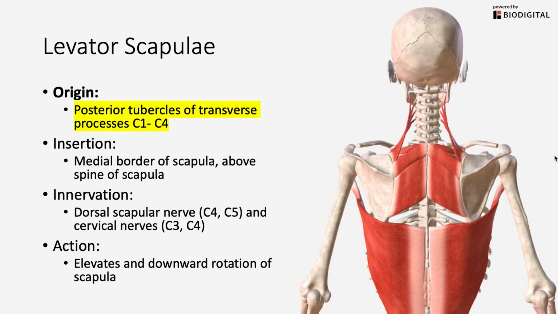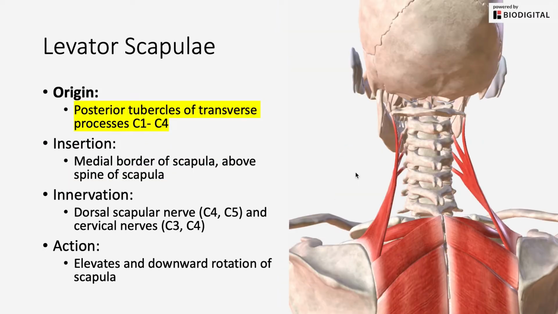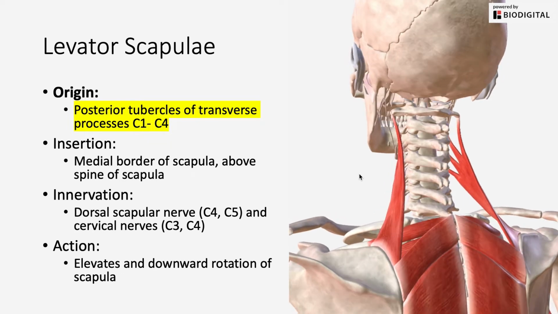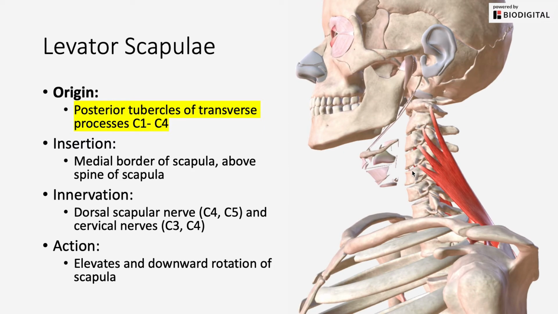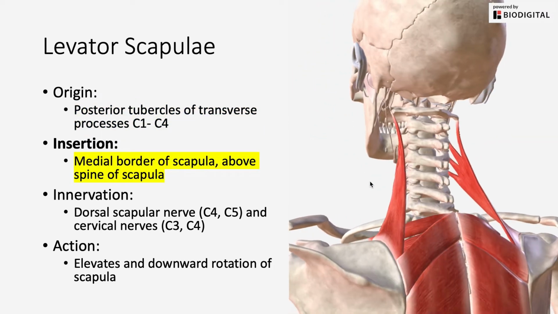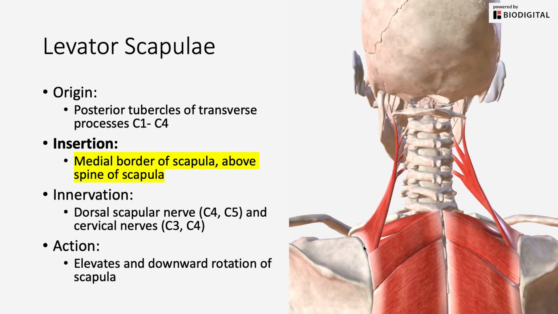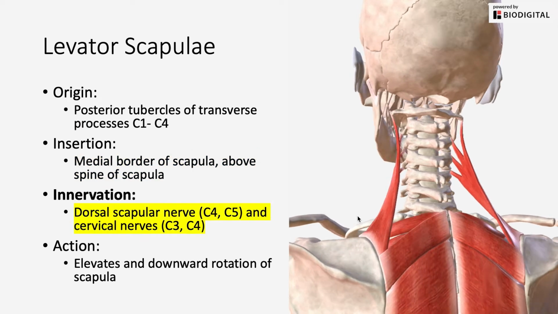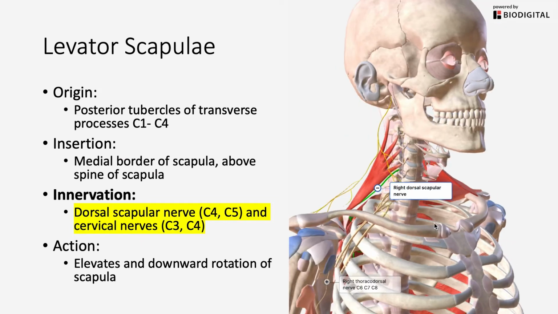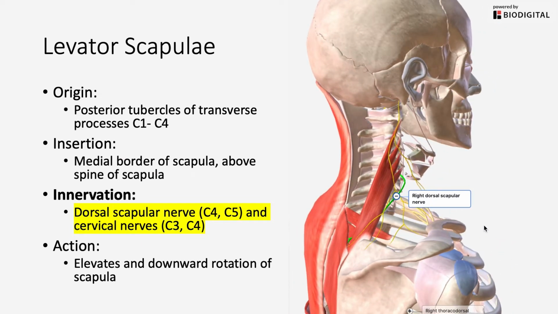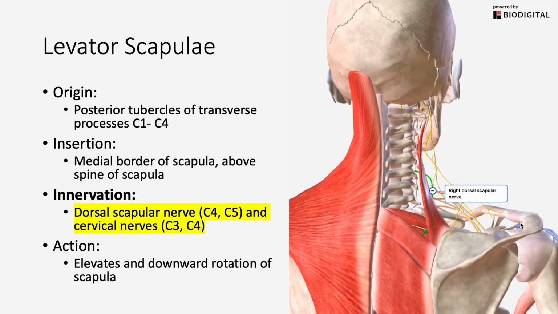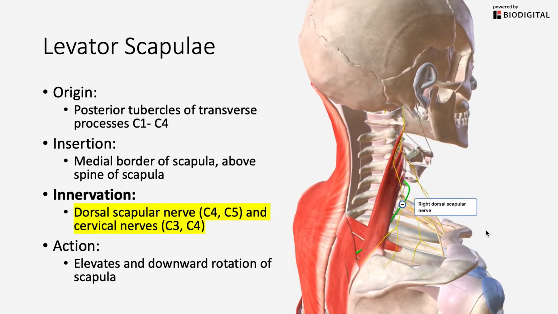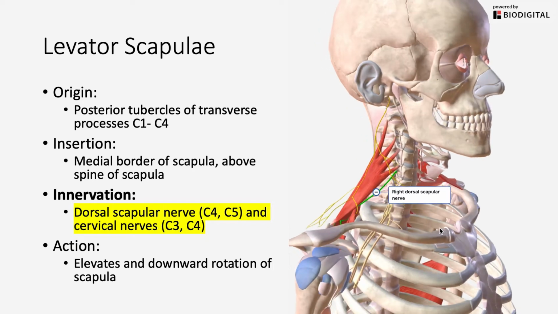The next muscle we're going to go over is your levator scapulae. So the origin of your levator scapulae is on the posterior tubercles, basically, of your transverse processes of C1 to C4, as you can see here. And then it's going to insert on the medial border above the spine of the scapula, and it's going to be innervated by your dorsoscapular nerve coming off of, primarily textbooks will say C5, but some will say C4 and C5. And it also has some innervation from cervical nerves, C3 and C4.